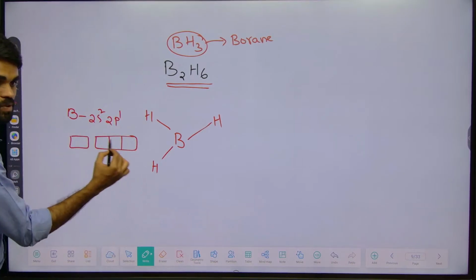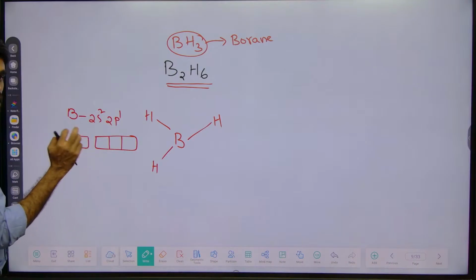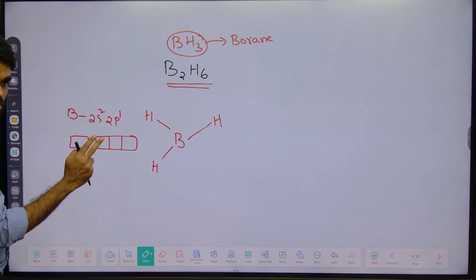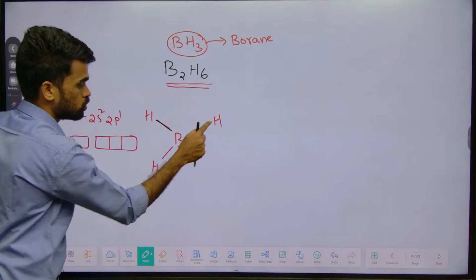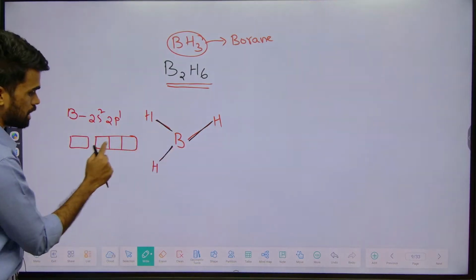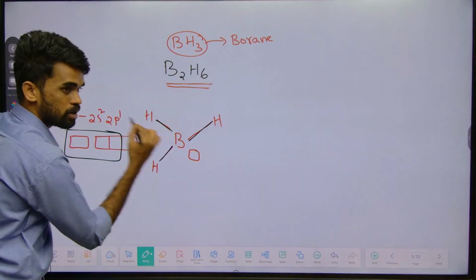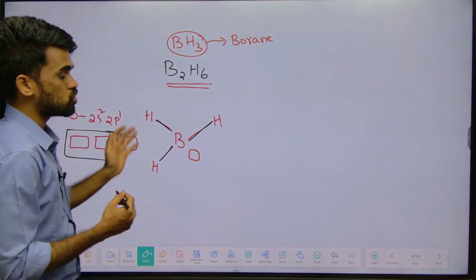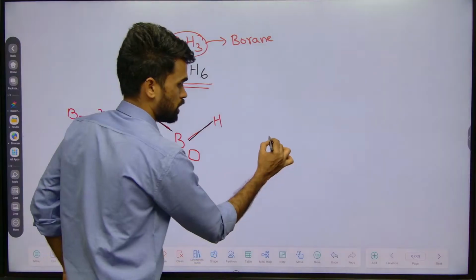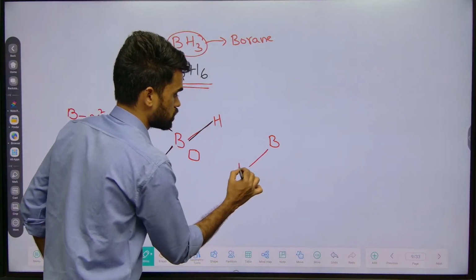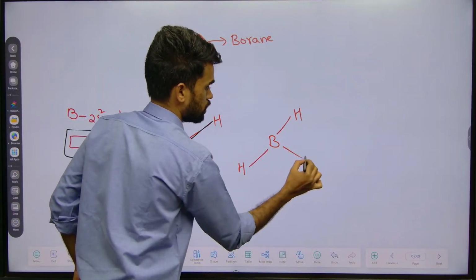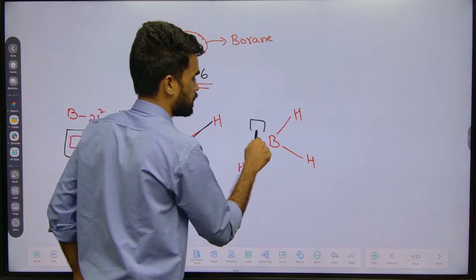How many boxes do we have totally? Each box, each orbital, accommodates 2 electrons. So 2, 2, 2, it means 6 electrons. It means these 3 boxes are used. Okay, one more orbital is remaining. Same story with the other boron also, here one empty orbital is there.